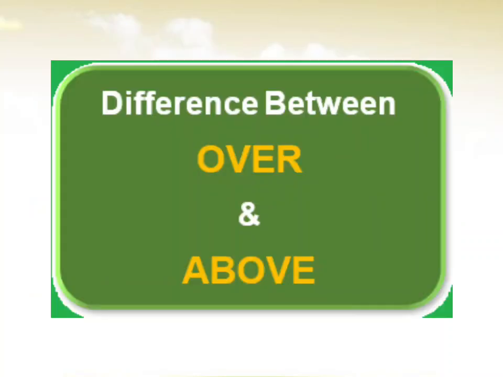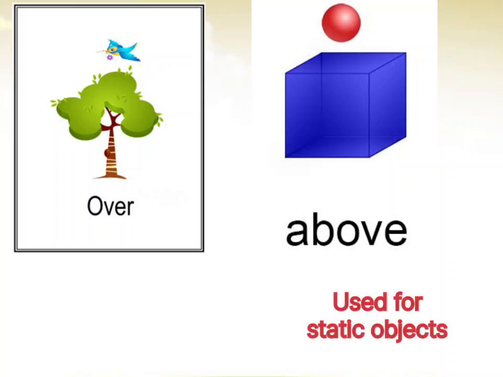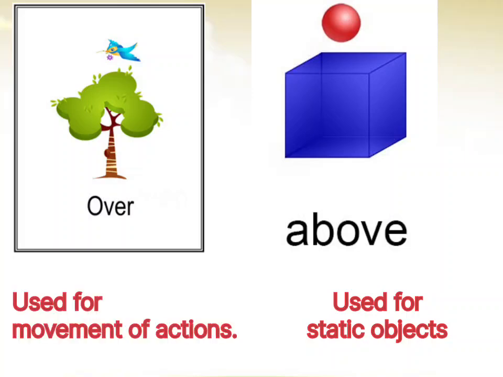Now the next preposition, the difference between over and above. Over and above, both prepositions are used to indicate the higher position. दोनों ही preposition का यूज ऊपर की चीज़ों के लिए किया जाता है, जो चीज़ें ऊपर हैं किसी चीज़ से. But over is used for movement of action. जब कोई चीज़ किसी चीज़ के ऊपर से movement करते हुए निकलती है, then we use over.